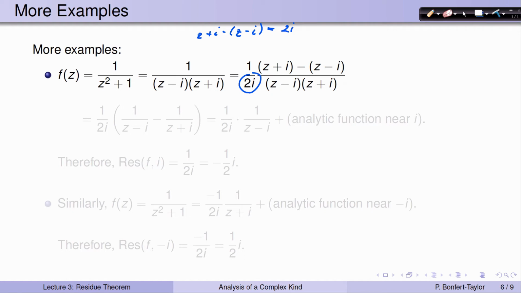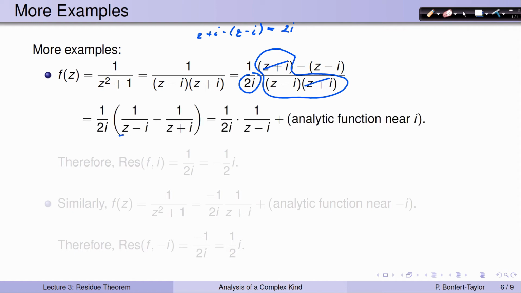I can now pull the fraction apart at the negative sign, and I notice that when I look at the first fraction, the z plus i term cancels out, and I'm left with 1 over z minus i. And if I look at the second fraction, the z minus i terms cancel out, and I'm left with 1 over z plus i. 1 over 2i is in front of it, and so here's my partial fraction decomposition of the function f. This function has isolated singularities at z equals i and z equals negative i. We want to find the residue at each of those points.